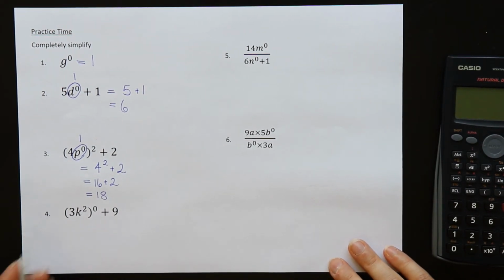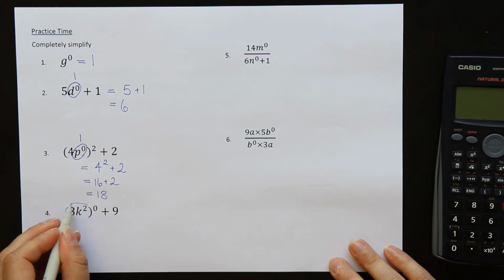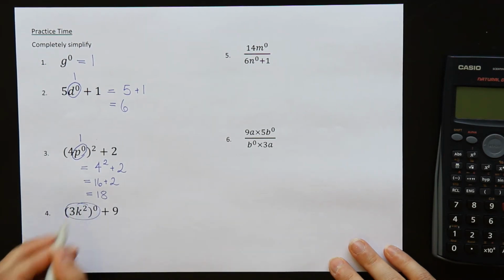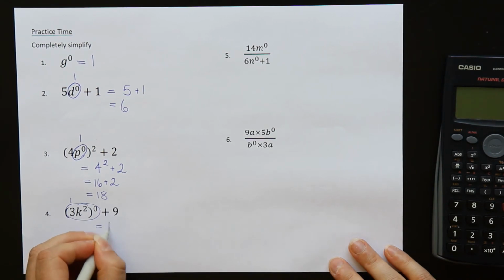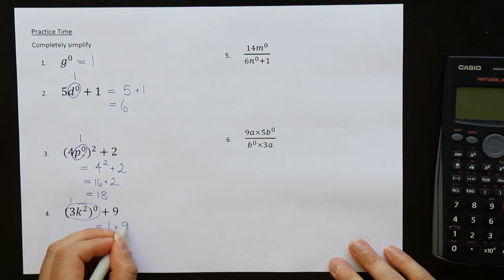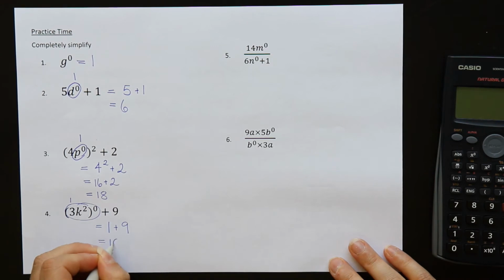Question 4. All of this is to the power of 0, so that whole thing is equal to 1. So I have 1 plus 9, which is equal to 10.